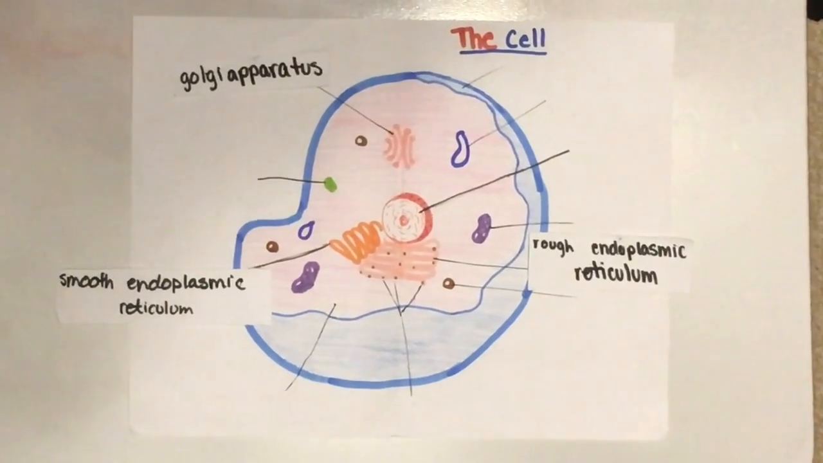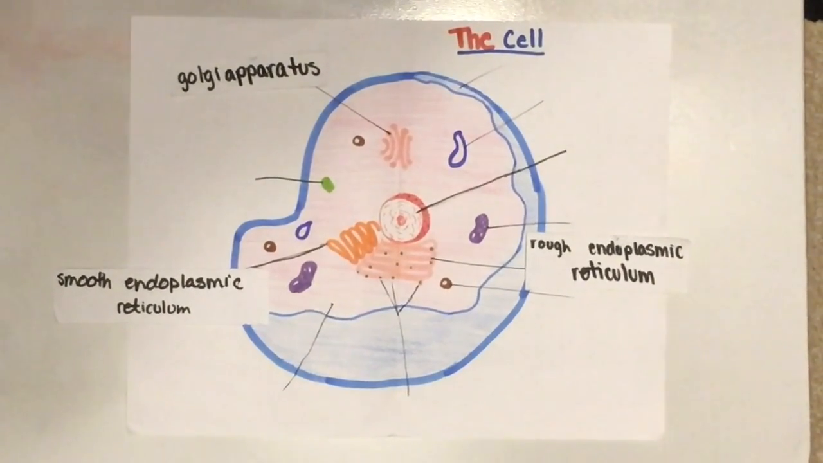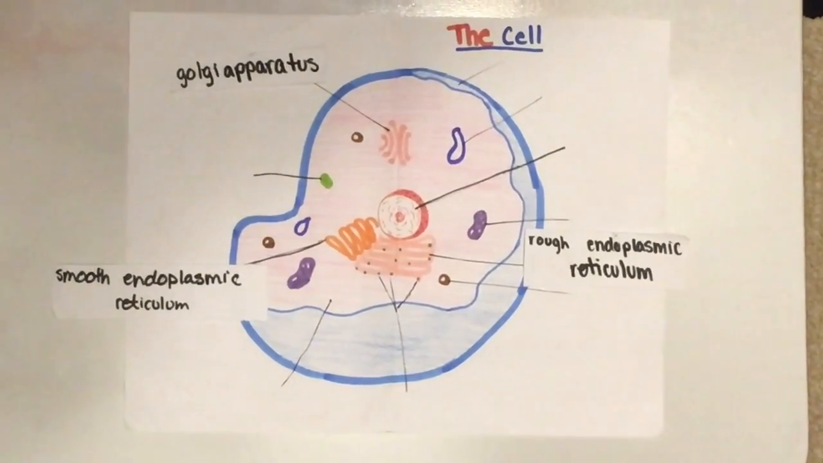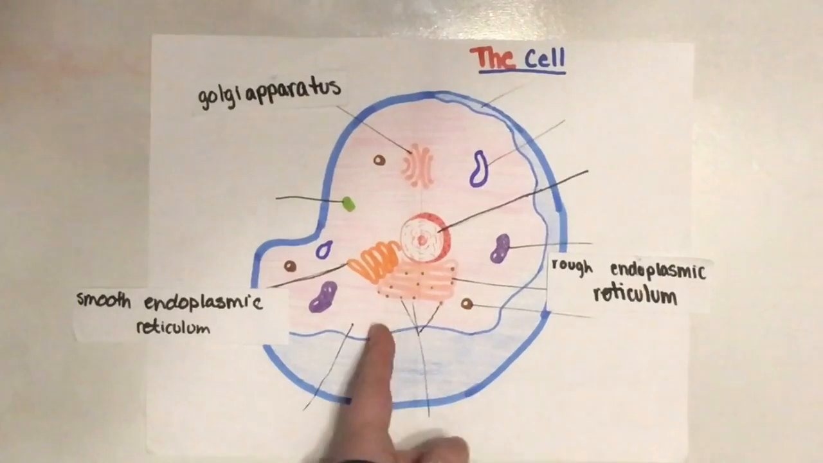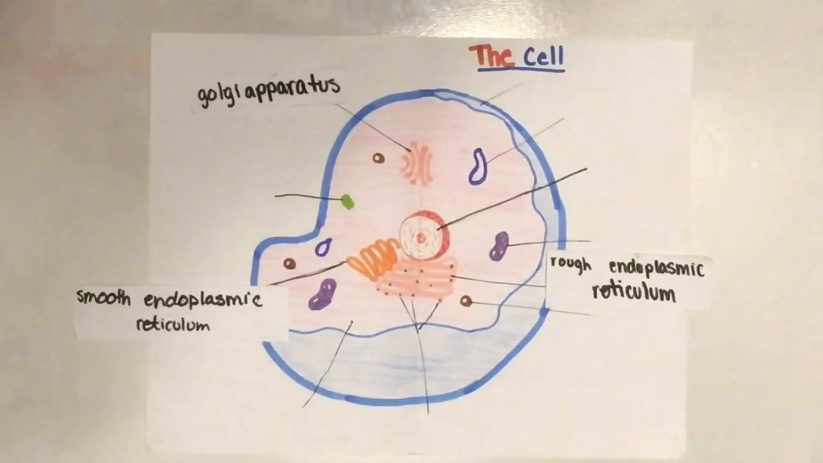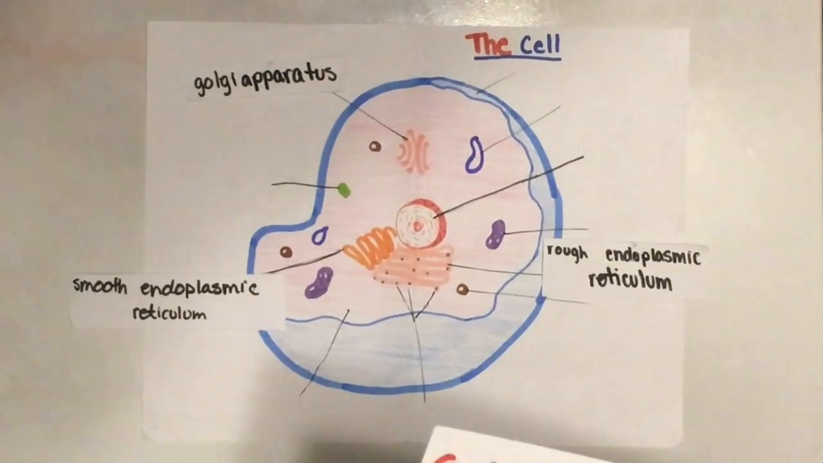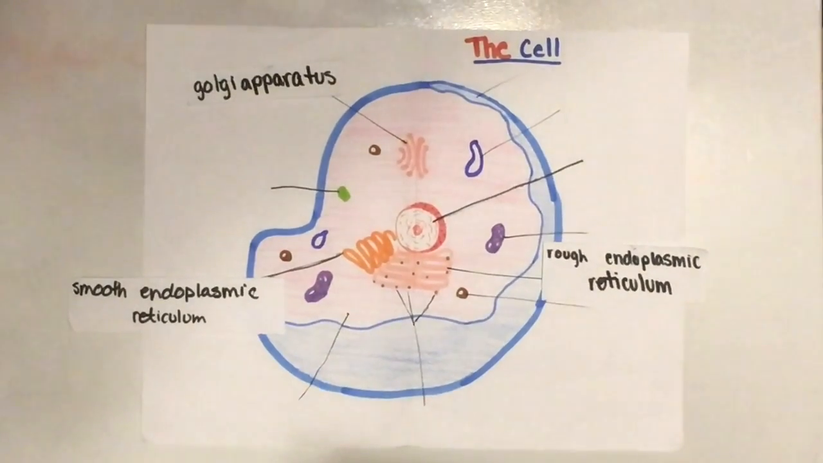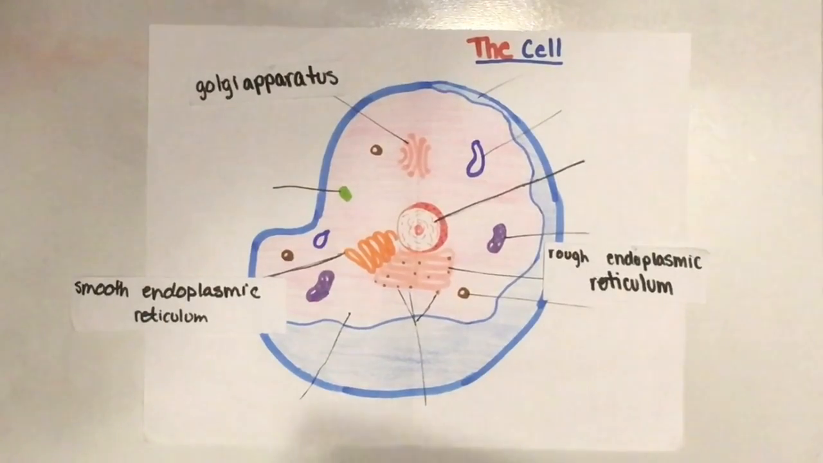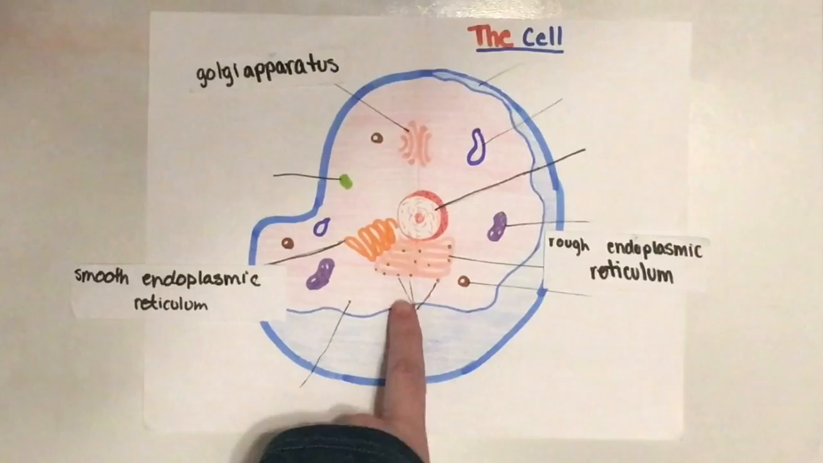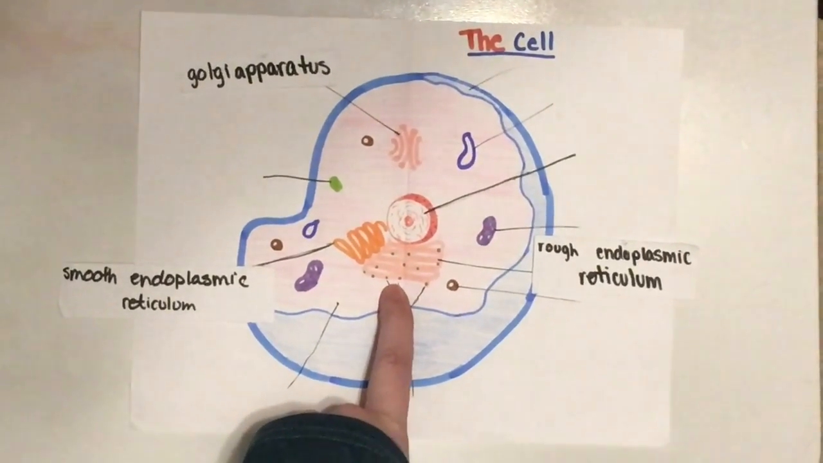ER stands for endoplasmic reticulum. They are smooth and rough. Protein synthesis occurs in the ribosomes in the rough ER. Ribosomes are where protein synthesis occurs. There are these little green dots right here.